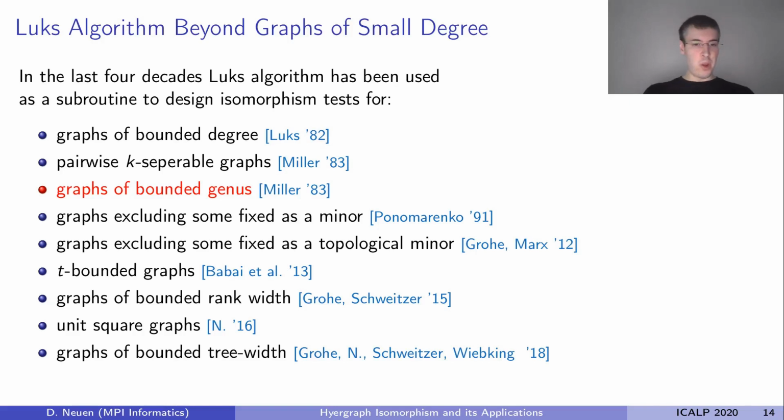Okay, so now remember that our original goal was to provide a more efficient isomorphism test for graphs of bounded genus. So let's come back to this problem, and we will now use the isomorphism test for t-CR-bounded graphs that we have seen on the previous slide.